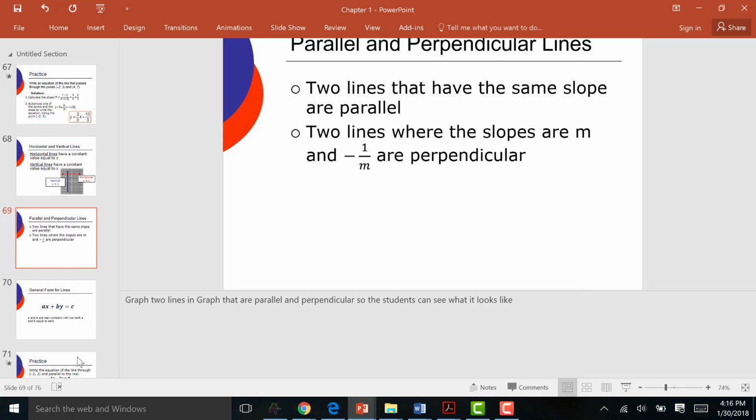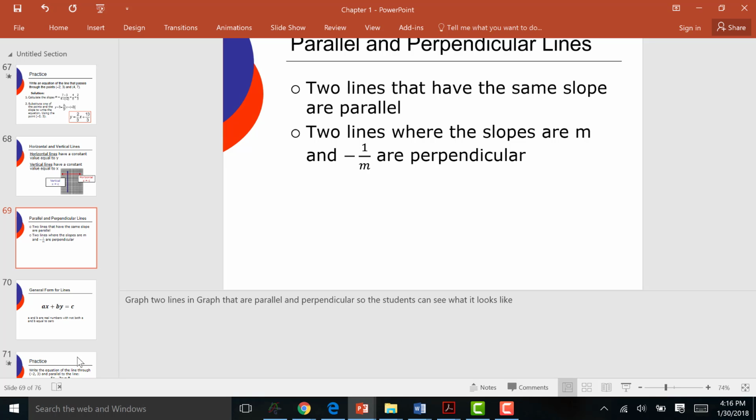Next slide. Parallel and perpendicular lines. What does the first bullet say? It says two lines that have the same slope are parallel. Well, doesn't that make sense? Look at it for a second. If you got a line that looks like this, and I draw another line that looks exactly like this, wouldn't you say they both got the same slope? They do. Two parallel lines have the same slope. All righty.